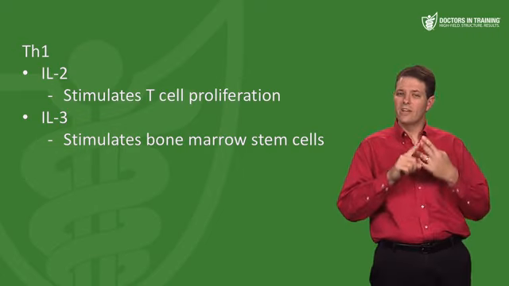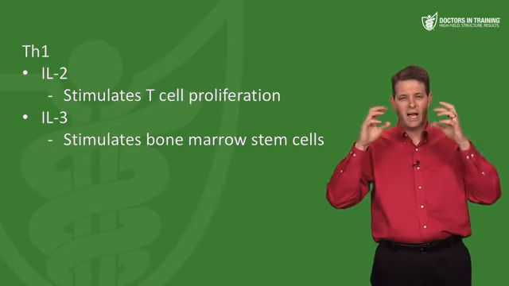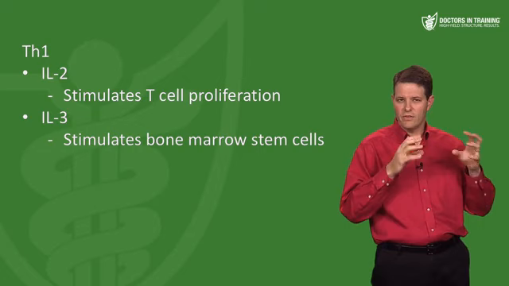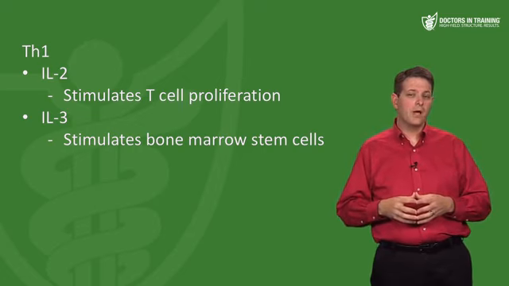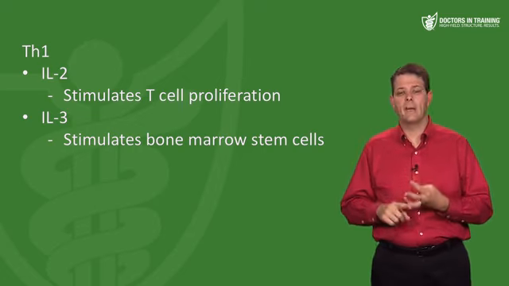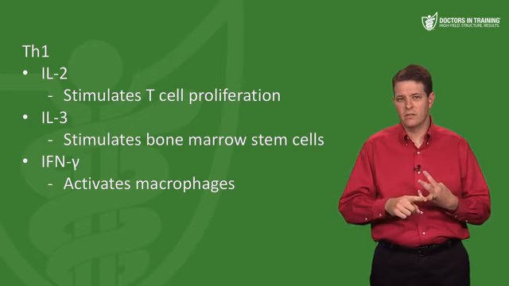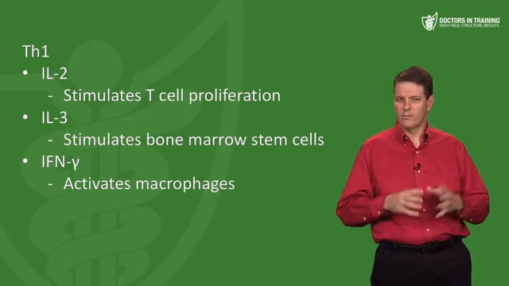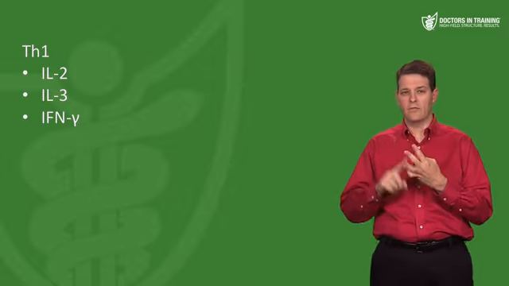IL-3 stimulates growth of bone marrow stem cells, a lot like granulocyte macrophage colony stimulating factor, or GM-CSF, which also induces bone marrow growth. So you can link IL-3 and GM-CSF in your head. And we talked about how T helper 1 cells make interferon gamma, which activates macrophages. We're going to come back to the other interferons in just a moment. So again, T helper 1 cells make IL-2, IL-3, and interferon gamma.